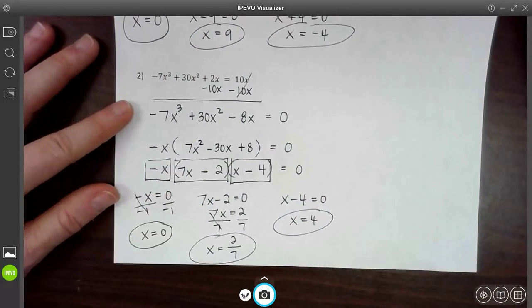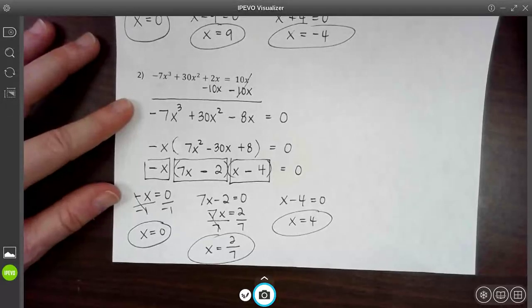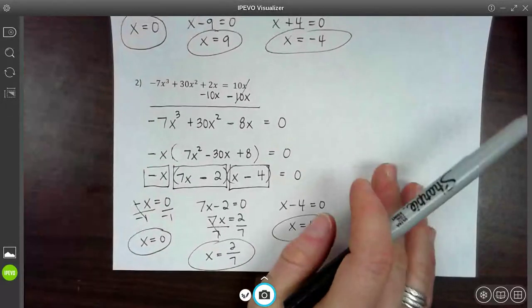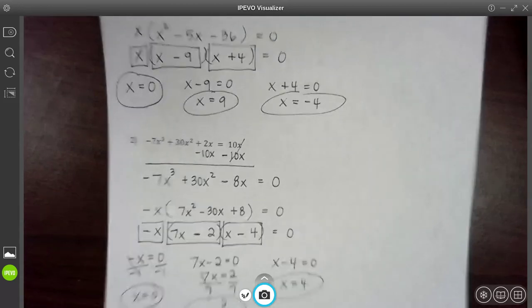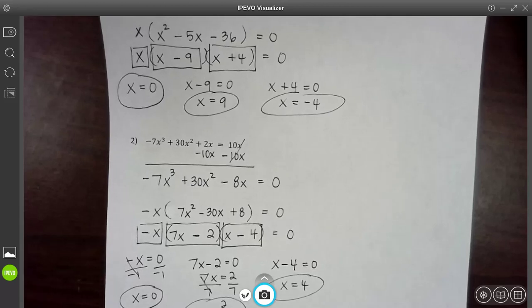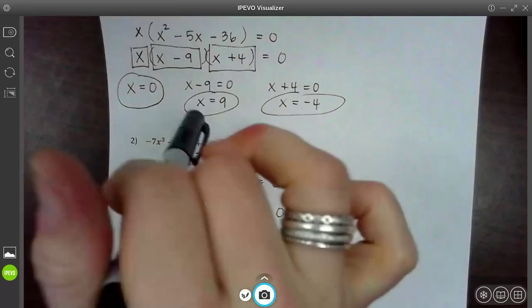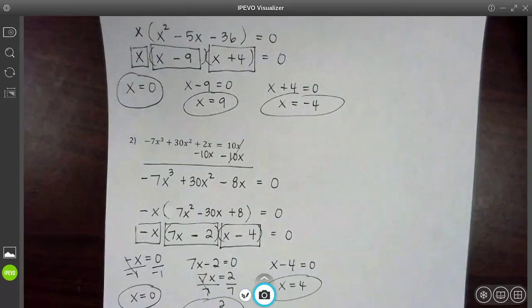Okay? All right, can I get a thumbs up if you guys feel okay with this solving by factoring? Like I said, as long as you can factor, all you gotta do is set your factors equal to 0 and solve, and we're just taking it one extra step. Okay, so you are going to have a quiz on solving equations by factoring. Only one of them will be a degree 3. All the other ones on the quiz will be a degree 2, a quadratic, okay?